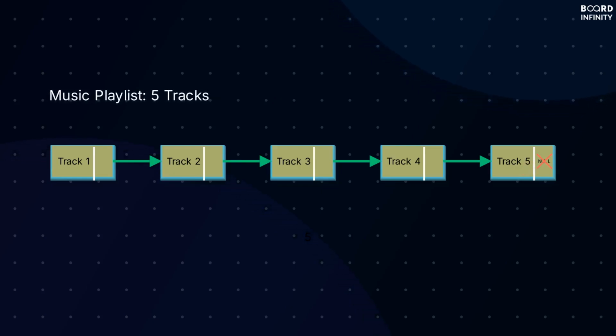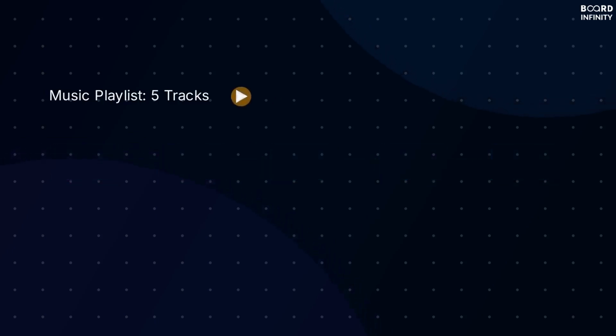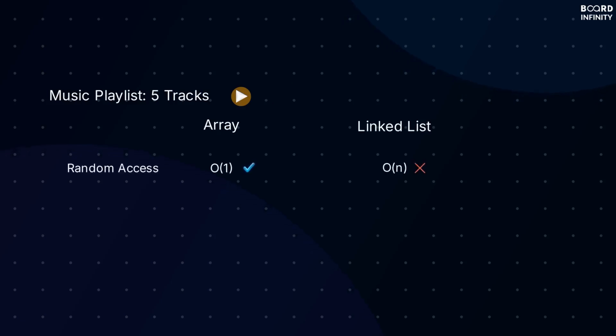This sequence of connected nodes, each holding a song, is exactly how a music playlist can be implemented using a linked list. The play button acts as our starting point, or head, of the list, from which we can begin playback. This table summarizes the core performance characteristics.